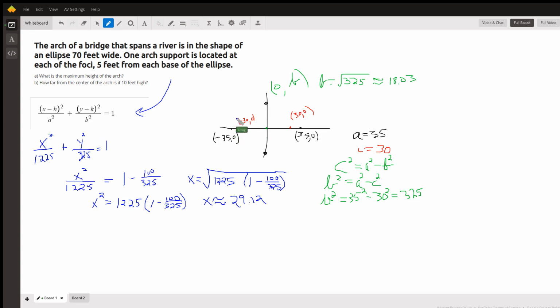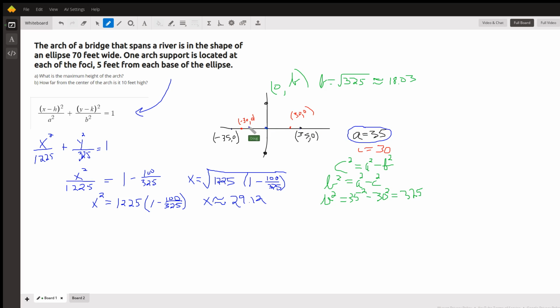I haven't actually sketched the ellipse here, but here's the idea. The width of the ellipse is 70 feet. So if we center the ellipse at (0, 0), that means we have one vertex at (35, 0) and another at (-35, 0). And that's the same as saying that A is 35.